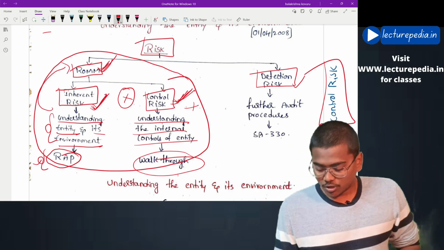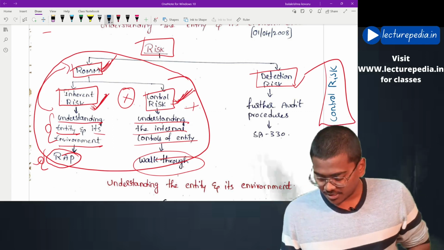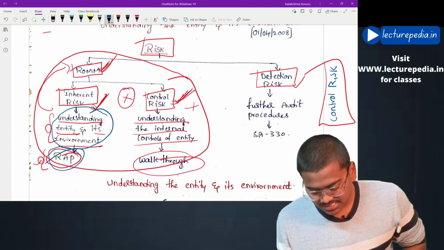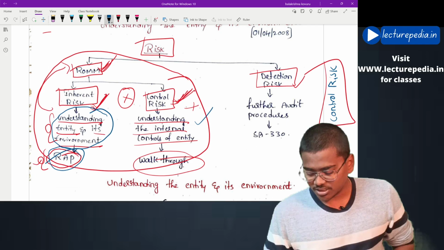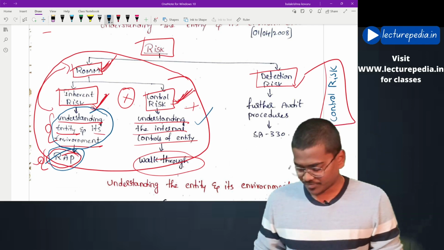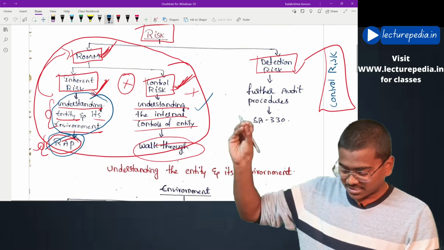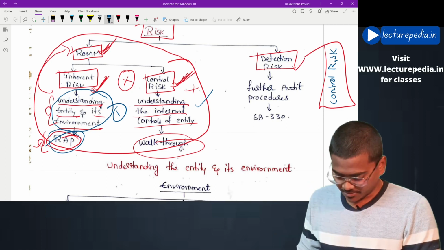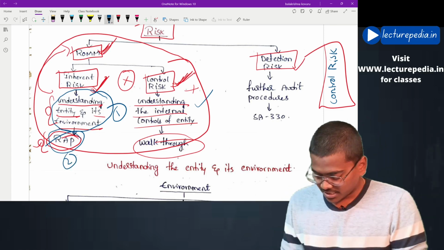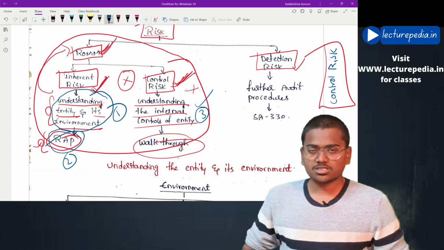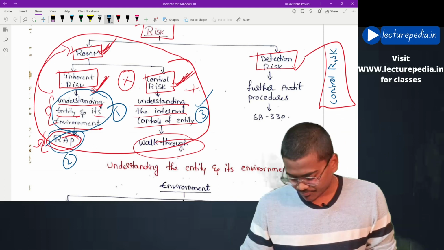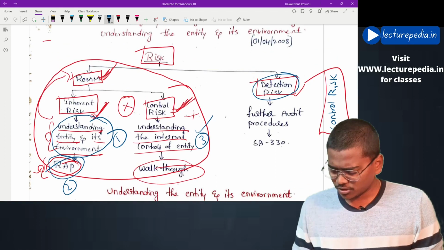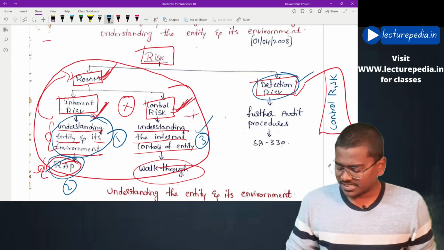First of all, we will see how the auditor will obtain understanding of the entity and its environment. After that, we will see risk assessment procedures. After that, we will discuss control risk. Then the standard gets completed. There are three aspects that we are going to discuss now. First one is understanding the entity and its environment. Second one is risk assessment procedures. Third one is some concepts relating to internal controls, and after that detection risk.